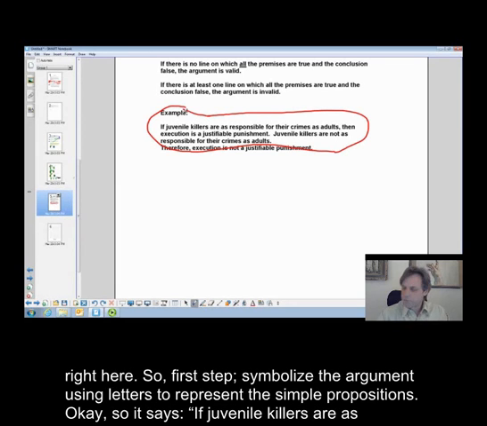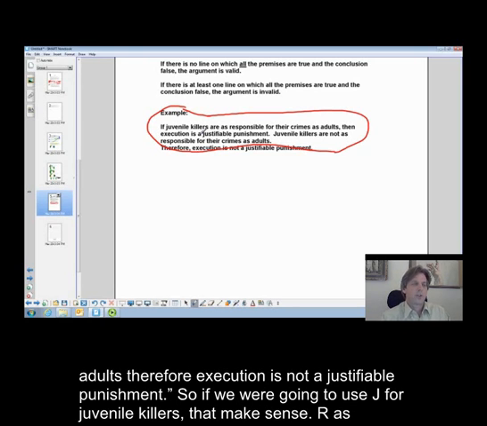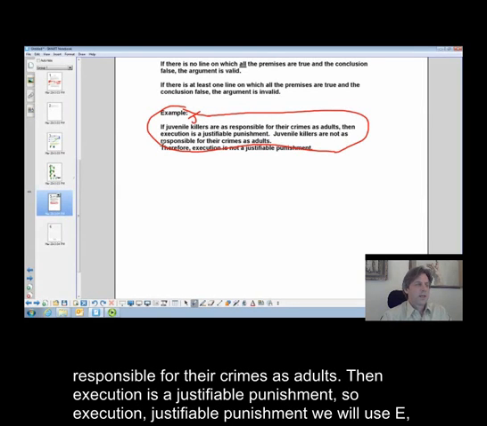Okay. So first step, symbolize the argument using letters to represent the simple propositions. It says, if juvenile killers are as responsible for their crimes as adults, then execution is a justifiable punishment. Juvenile killers are not as responsible for their crimes as adults, therefore execution is not a justifiable punishment. So we're going to use J for juvenile killers are as responsible for their crimes as adults, then execution is a justifiable punishment. So for execution, justifiable punishment, we will use E.